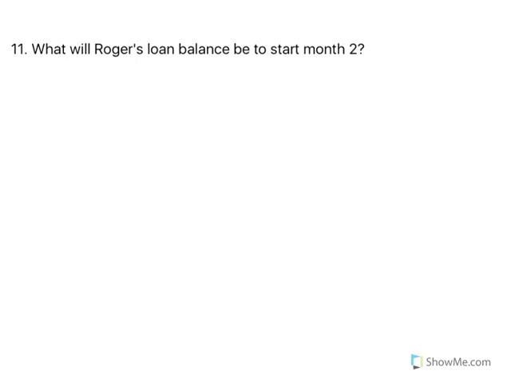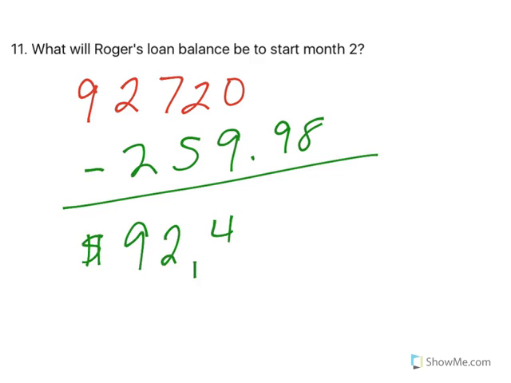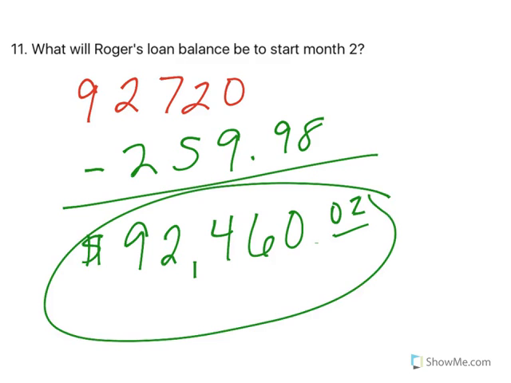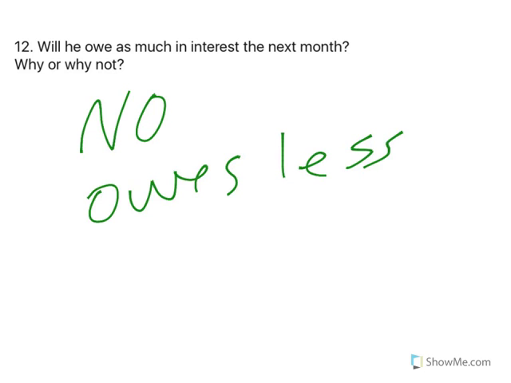So what will Roger's loan balance be? Well, he started with a balance of $92,720, and we just found that the reduction in his balance is $259.98. So at the beginning of month 2, he's going to have $92,460.02 still to pay. So if this is his new balance, will he owe as much in interest in this month? Why or why not? And the answer is no, because he owes less. If you owe less, you will pay less interest.